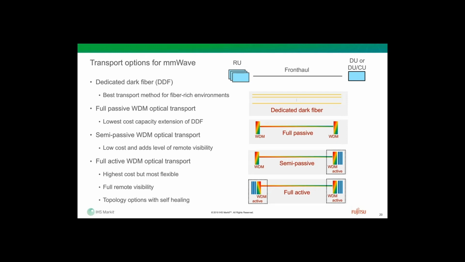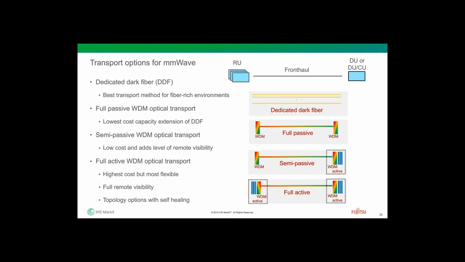Of course, you don't have fiber in every area in terms of service capability, so the next 3 options utilize varying degrees of wave division multiplexing, or WDM technology. Ethernet transport technology is less of an option here due to the power, space, and capacity configurations of millimeter wave radios at these small cell-like sites. WDM extends the capacity of fiber when strands of fiber are limited. Full passive WDM transport is the next in line and offers the lowest cost capacity extension of dedicated dark fiber. However, this lacks any remote visibility for performance monitoring.